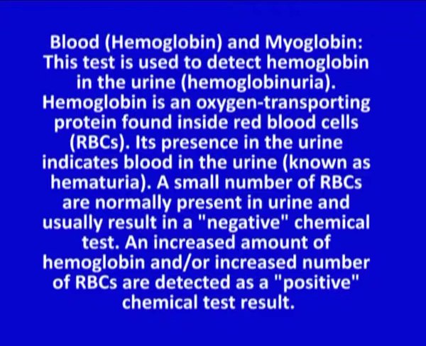Now, blood, that is hemoglobin and myoglobin. This test is used to detect hemoglobin in the urine, that is hemoglobinuria. Hemoglobin is an oxygen transporting protein found inside red blood cells. Its presence in the urine indicates blood in the urine, known as hematuria. A small number of RBCs are normally present in urine and usually result in a negative chemical test. An increased amount of hemoglobin and/or increased number of RBCs are detected as a positive chemical test result.